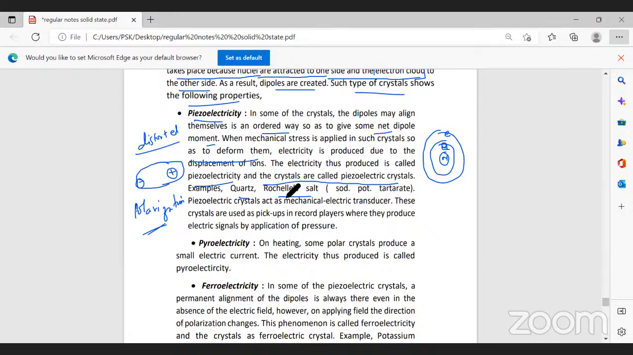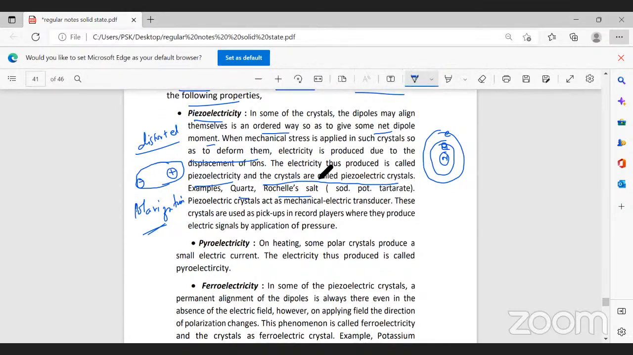You understood what is piezoelectric? Any solid when placed in an electric field undergoes distortion, that is, polarization. And when all the dipoles are orderly arranged, the net dipole moment will be developed. For those kinds of crystals, when a mechanical stress is applied, the material undergoes deformation. Electricity is produced due to the displacement of ions. The electricity thus produced is called piezoelectricity, and the examples are quartz and Rochelle salt.